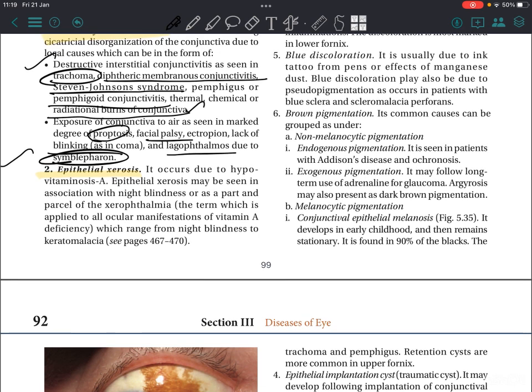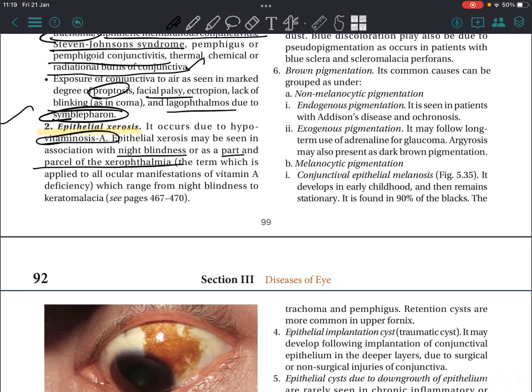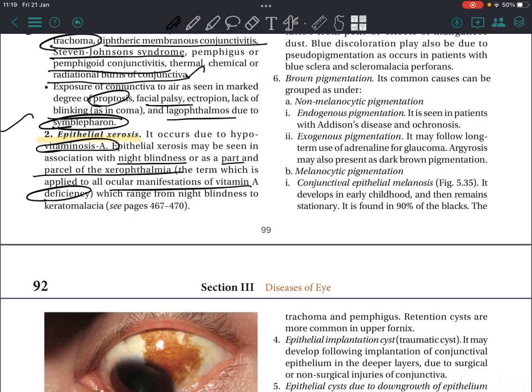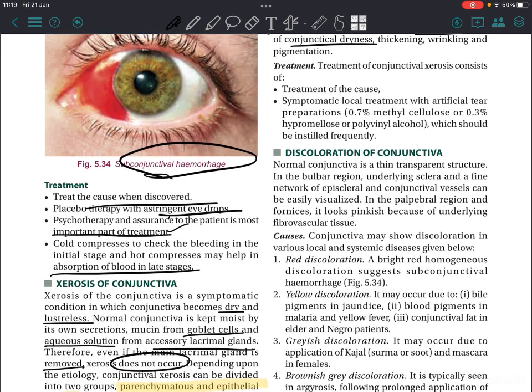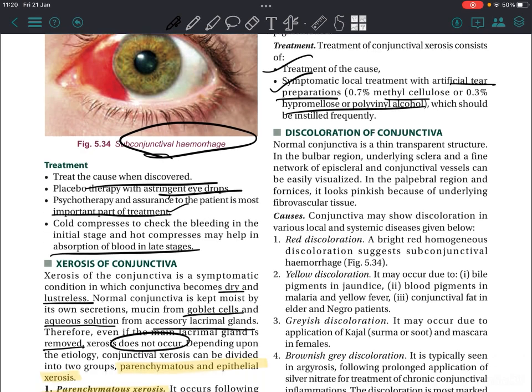Epithelial xerosis. It occurs due to hypovitaminosis A. Epithelial xerosis may occur associated with night blindness or as part and parcel of xerophthalmia, the term which is applied to all ocular manifestations of vitamin A deficiency, which range from night blindness to keratomalacia. Epithelial xerosis typically occurs in children and is characterized by varying degrees of conjunctival dryness, thickening, wrinkling, and pigmentation. Treatment of the cause. Symptomatic local treatment with artificial tear preparations, methylcellulose, hypromellose, polyvinyl alcohol, etc.